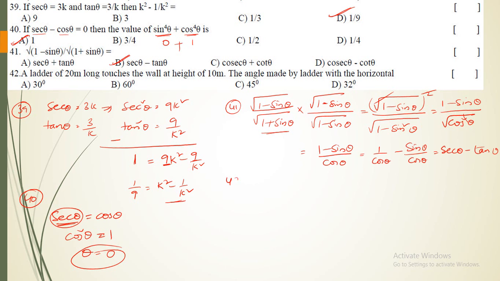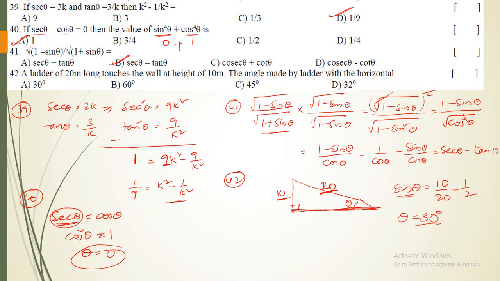Next, question number 42. There is a ladder of 20 meters long. Whenever you get a ladder problem, you need to draw the diagram. So it is at a height of 10 meters and the length of the ladder is 20 meters. Now what is the angle made by the ladder with the horizontal? So this is my horizontal. From that what we can say? I know opposite, I know hypotenuse. So clearly sin theta is equal to 10 by 20, which is nothing but 1 by 2. In sin, when will you get 1 by 2? When theta is equal to 30 degrees. So theta is equal to 30 degrees is my answer. Next, moving on to one more question.